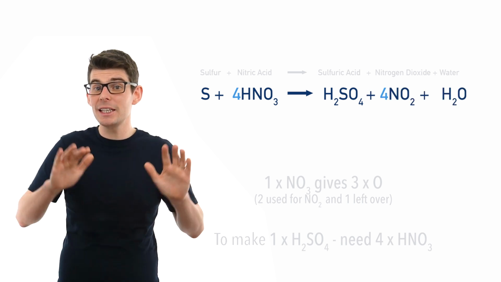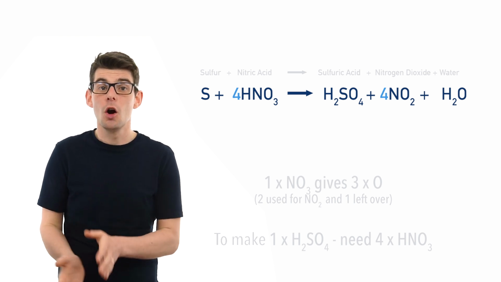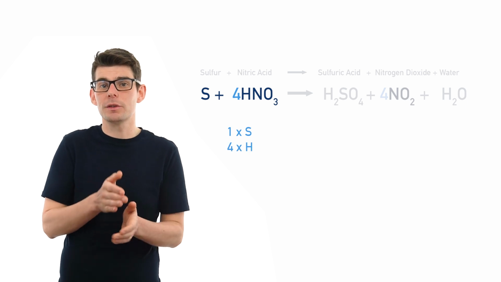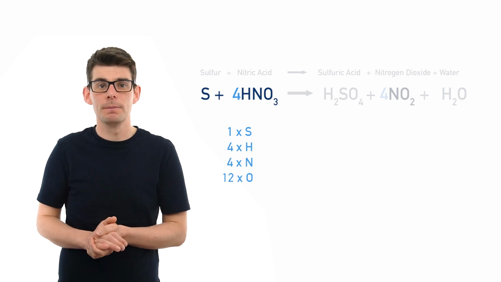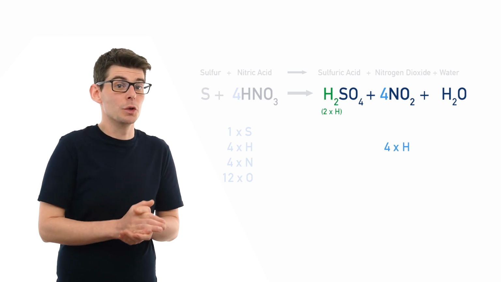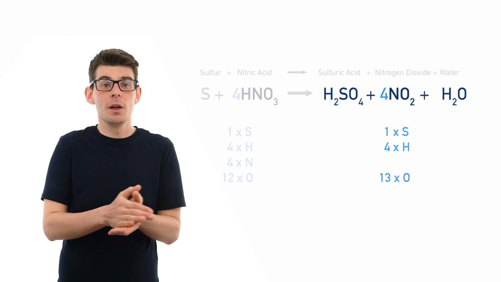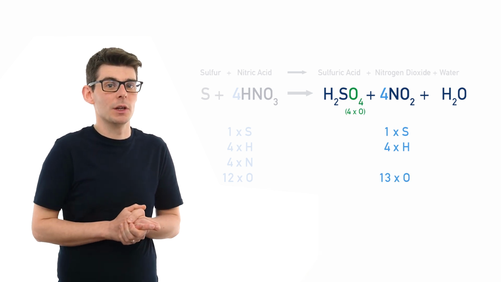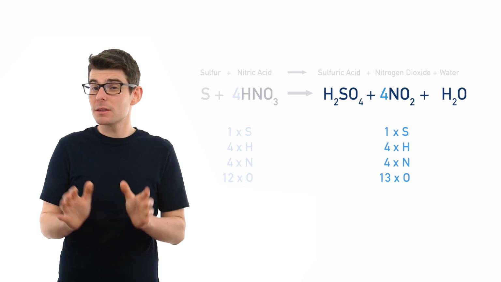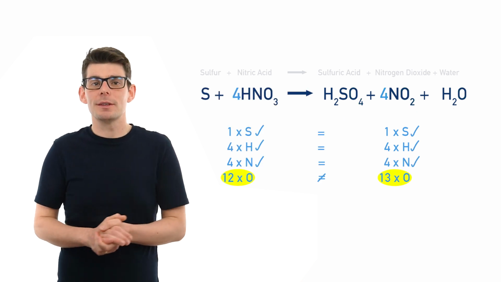Before we go any further, it's a good idea to see how we are balanced at the moment. On the left, 1 times S, 4 times H, 4 times N, and 12 times O. On the right, 4 times H, 2 from H2SO4, 2 from H2O, 1 times S, 13 times O, 4 from H2SO4, 8 from NO2, and 1 from H2O, and 4 times N. Starting to look good. It is the oxygens we need to address next.